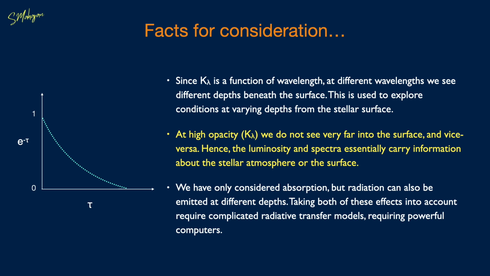Since kappa is a function of wavelength, at different wavelengths we will see different depths. At larger kappa, we do not see very far into the material or the star and vice versa. Astronomers take advantage of this fact to study the conditions at different depths below the surface. So far, we have only looked at absorption, but remember that radiation can also be emitted at each layer. So taking into account all such effects requires complicated radiative transfer models to be calculated, requiring powerful computers.